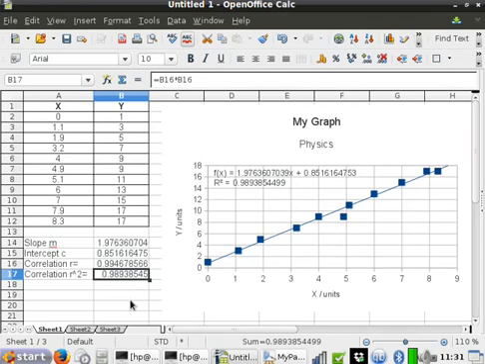Will we ever get it as 1? I don't think so. It'll never perfectly be a line. But the nearer to 1, the better. So, why do we care about R squared? Well, the reason is this.